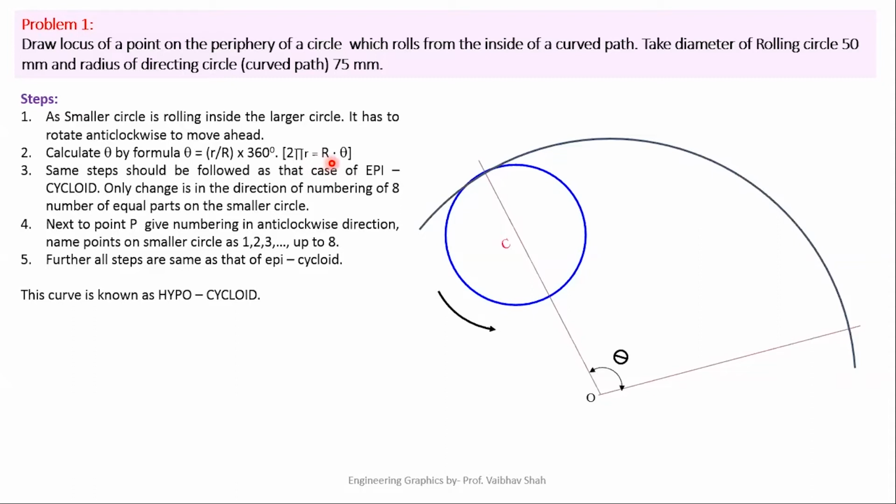Now, if we modify the equation in terms of theta, then we can have the equation of theta like this. Theta is equal to small r by capital R, which is multiplied by 360 degree. We have the values of r and capital R. So let us substitute the values of small r, which is 25, and capital R, which is 75. We'll be having certain value of theta.